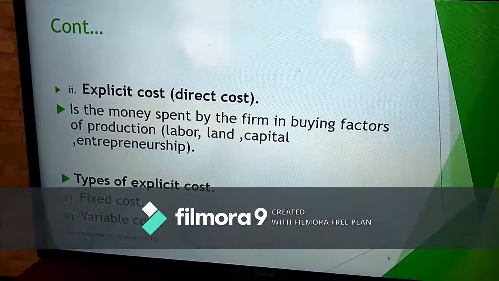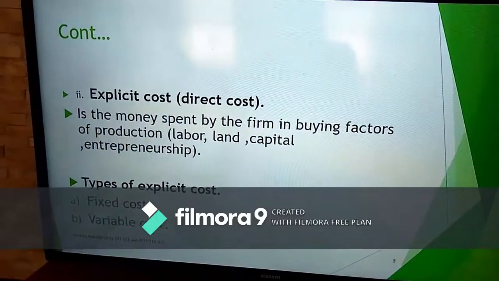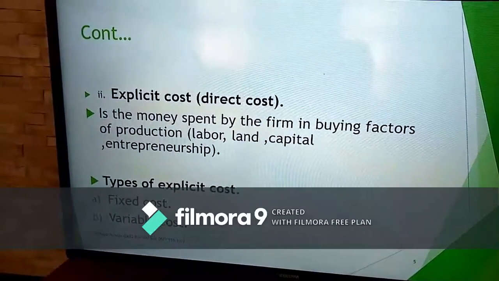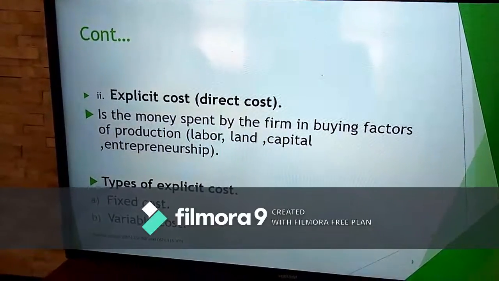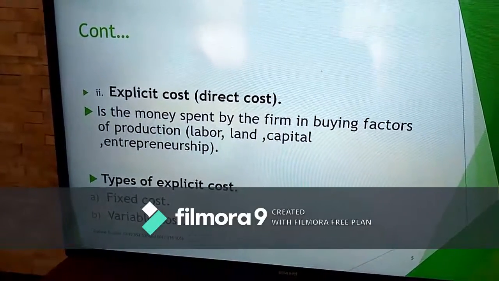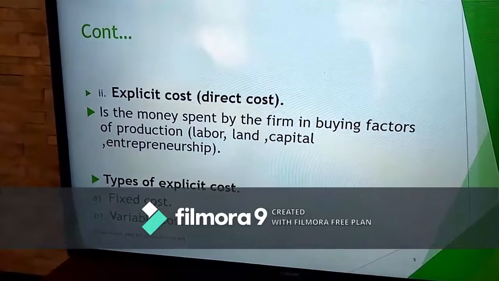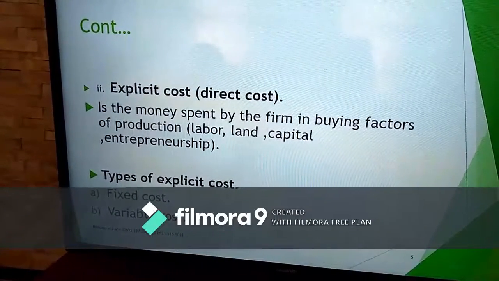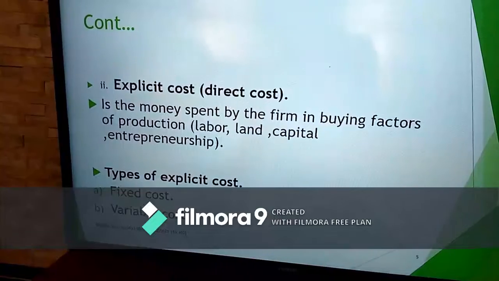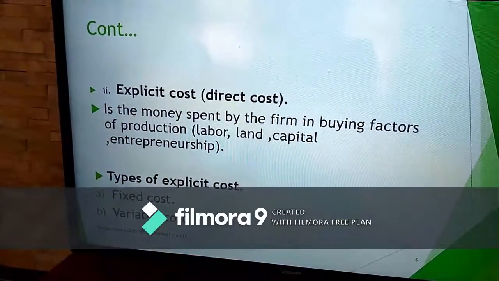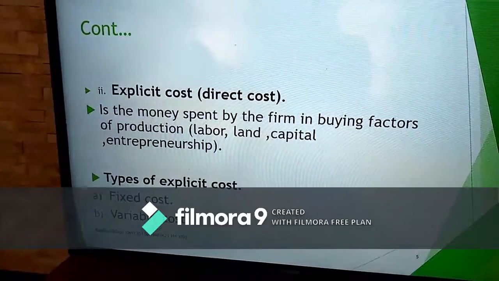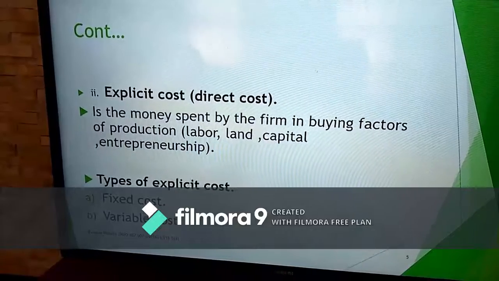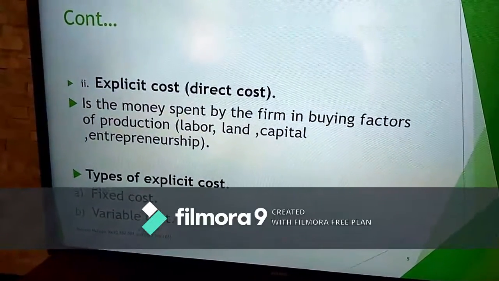The second one is explicit cost or direct cost, and the explicit cost is the money which is actually spent by the firm in buying the factors of production. I know that we are all aware of the factors of production, that when we talk of the factors of production, we simply mean labor, land, capital, and entrepreneurship. But also, the explicit cost is categorized into two different types of costs. The first one is the fixed cost, while the other one is the variable cost.